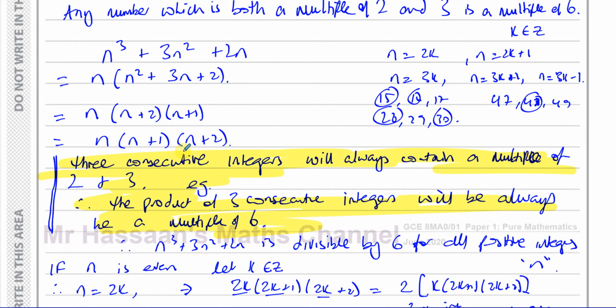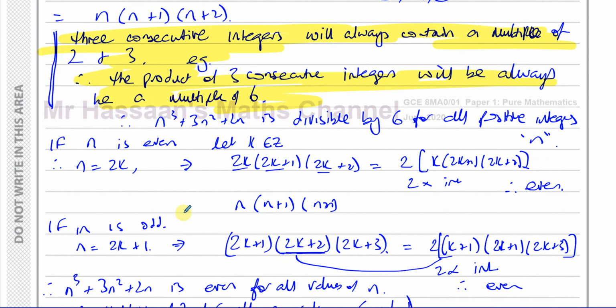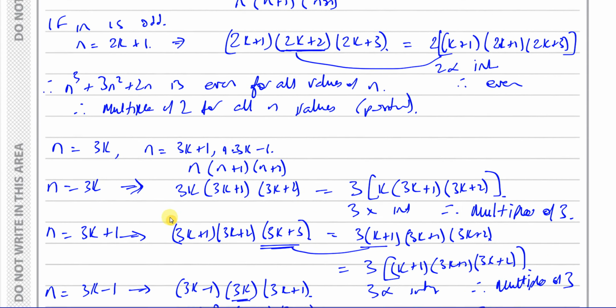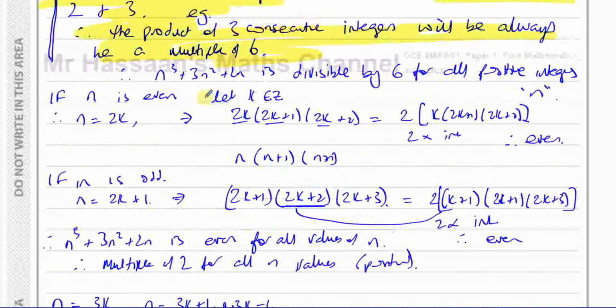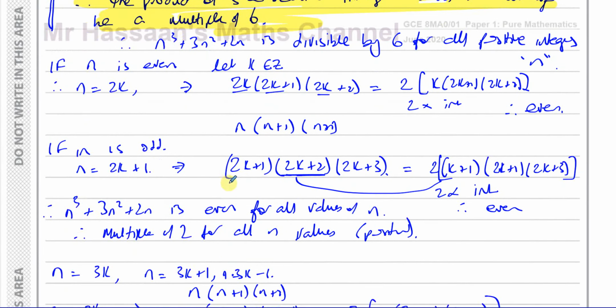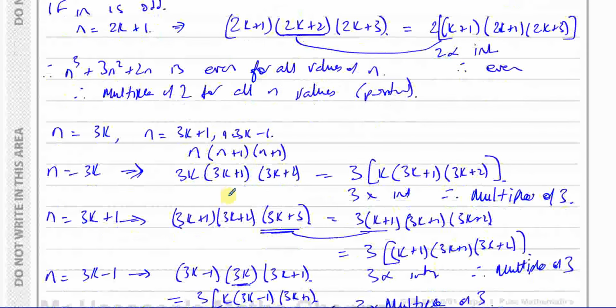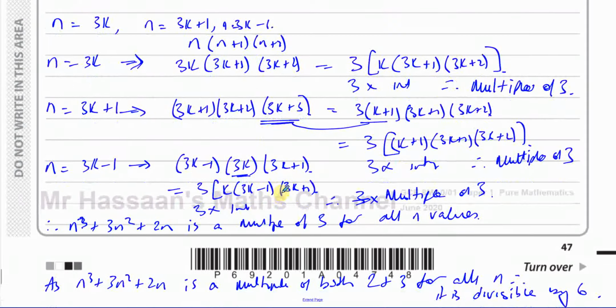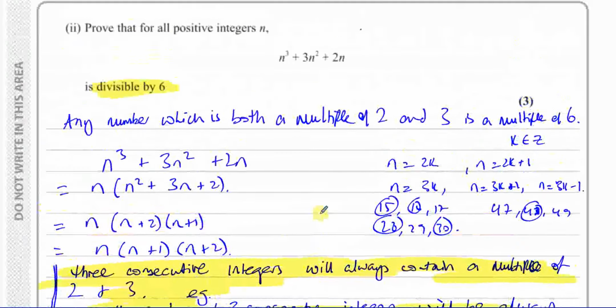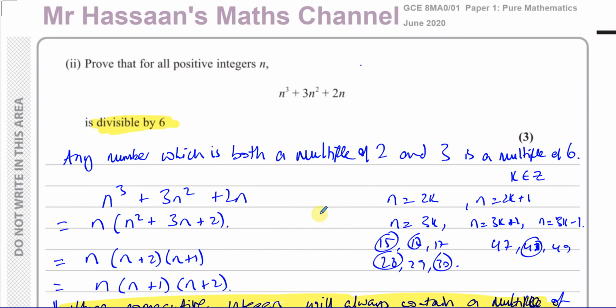So therefore, you can mention that this is divisible by 6 for all positive integers. That would be enough for you to get the marks for this question, but this is just some sort of algebraic proof of the fact that this expression is divisible by 2 for every possible number that exists, and also divisible by 3 for every possible number that exists. Therefore, that means it's divisible by 6 as well. As I said, excuse my bad handwriting here.